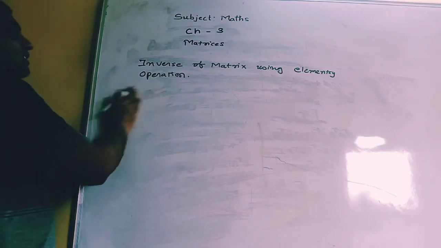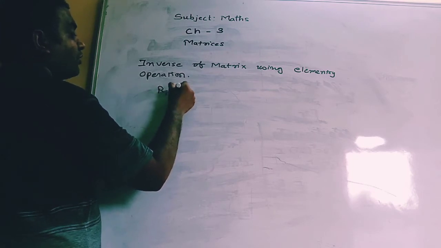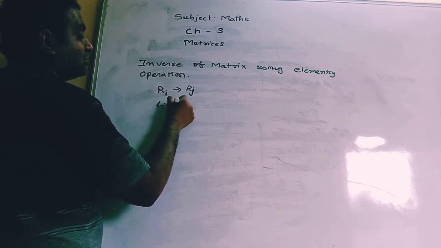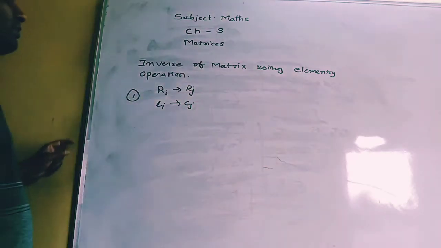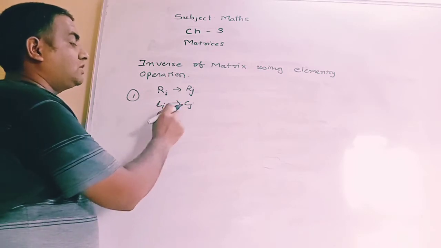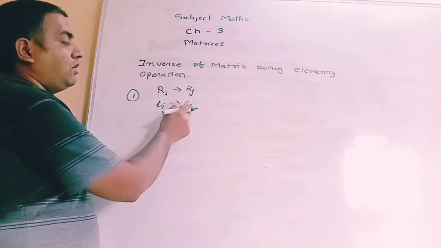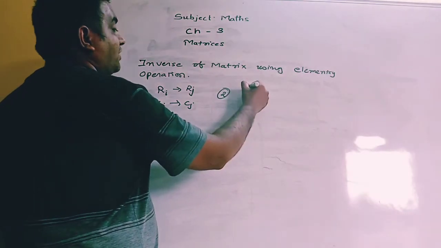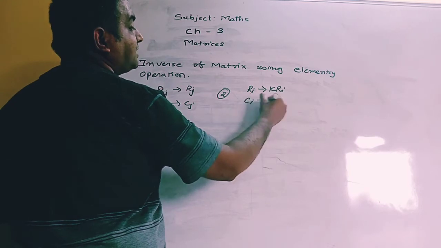So we have studied the three elementary operations. First is transformation of row and column, known as Ri to Rj or Ci to Cj. That is the first one. Ri to Rj means transform the ith row in the place of the jth row and the jth row in the place of the ith row. Ci to Cj means transform the ith column in the place of the jth column and the jth column in the place of the ith column.